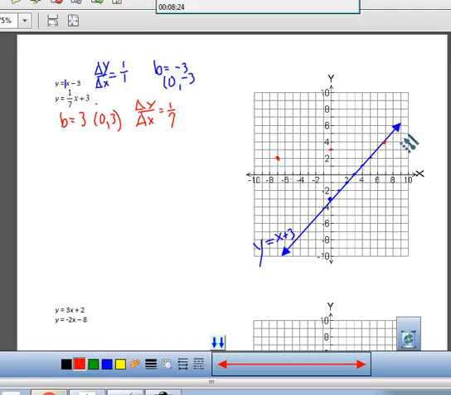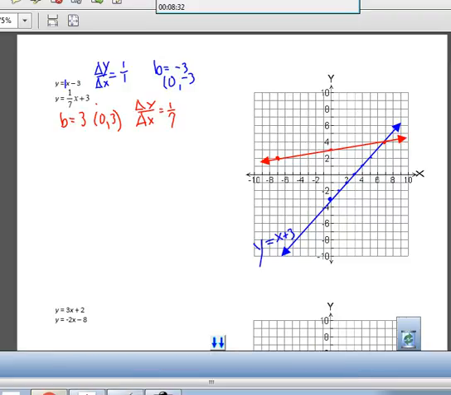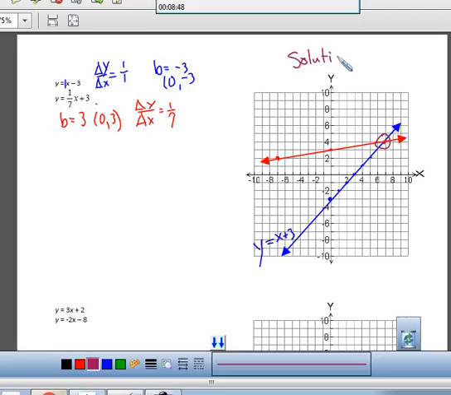You'll use a ruler. And here is our answer. It is the point 7, 4. So solution 7, 4. Alright, so now we do the check.